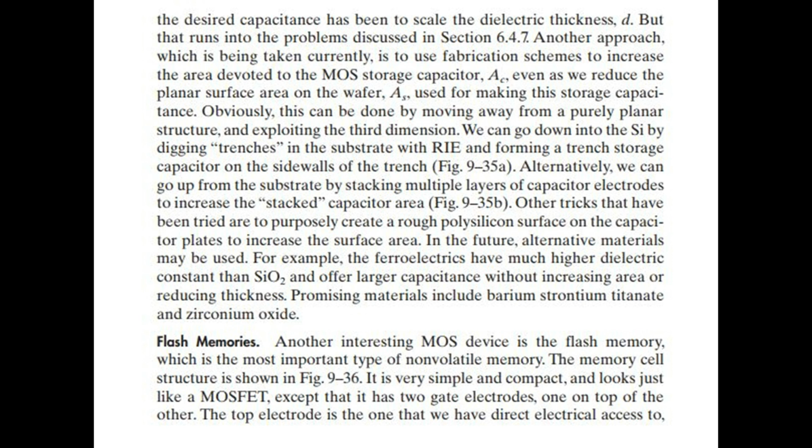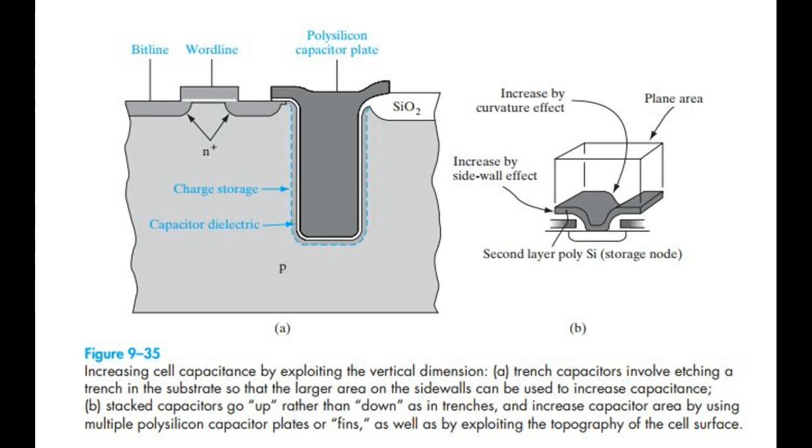Flash memories. Another interesting metal oxide semiconductor device is the flash memory, which is the most important type of nonvolatile memory. The memory cell structure is shown in Fig 9.36. It is very simple and compact, and looks just like a MOSFET, except that it has two gate electrodes, one on top of the other. The top electrode is the one that we have direct electrical access to, and is known as the control gate.